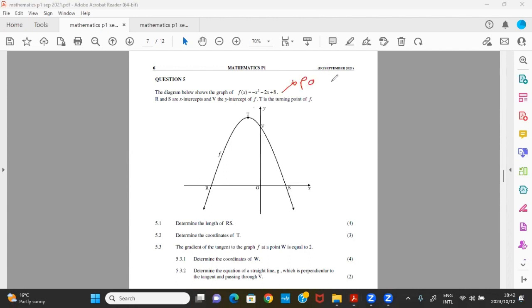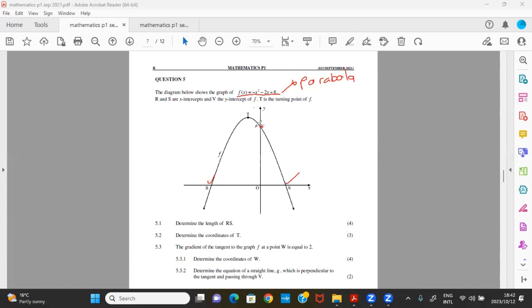We have a parabola here. And then they say R and S are the x-intercepts. So here's my R, here's my S. I have my x-intercept, and then V is the y-intercept. So here's my V. So already, I have the formula. They say V is my y-intercept. What is my coordinate of V? Quickly.